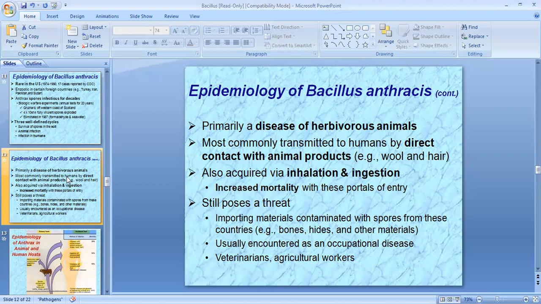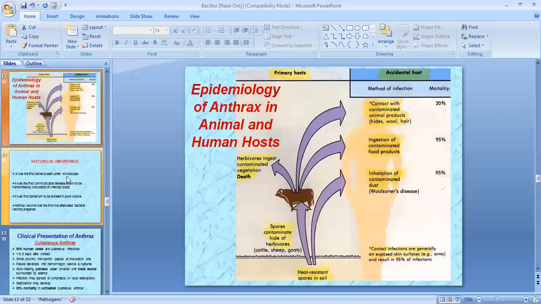It still poses a threat. Important material contaminated with spores from these countries, for example bone, hides, and other material, is usually encountered as an occupational disease. Veterinarians and agriculture workers are the victims. In the epidemiology of anthrax, in the animal and human host cycle, about 20% of the time it is through contact with contaminated animal products, 95% of the time through ingestion of contaminated food products, and 95% of the time it is inhalation of contaminated dust.